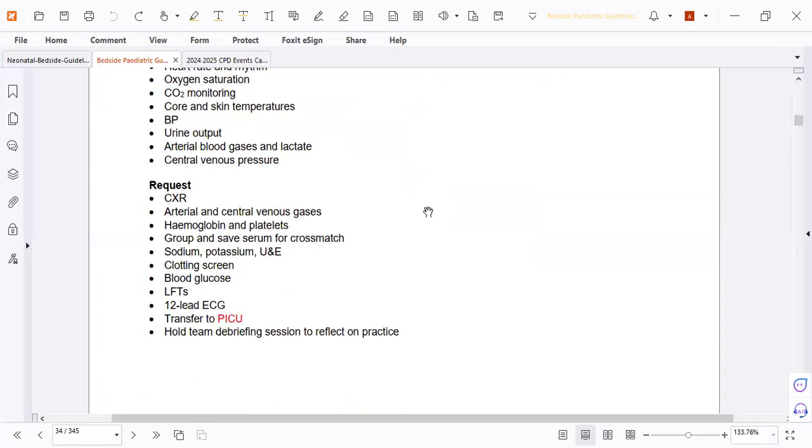Something you can request at this point: chest x-ray, arterial and central venous gases, hemoglobin and platelet count, and save serum for cross-matching, sodium, potassium, urea and electrolytes, clotting screen, blood glucose, liver function test, 12-lead ECG, transfer to PICU, hold a team debriefing session to reflect on practice.